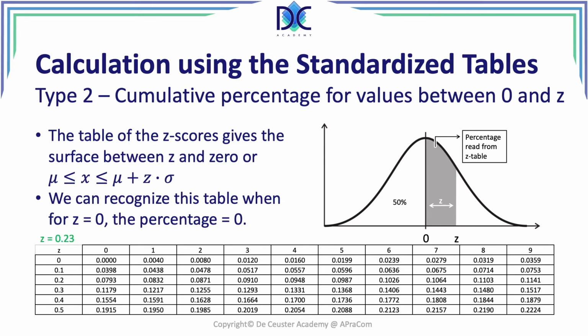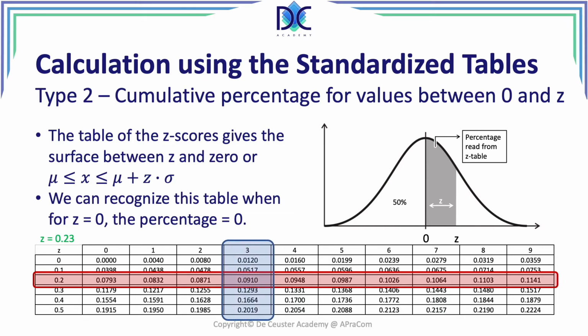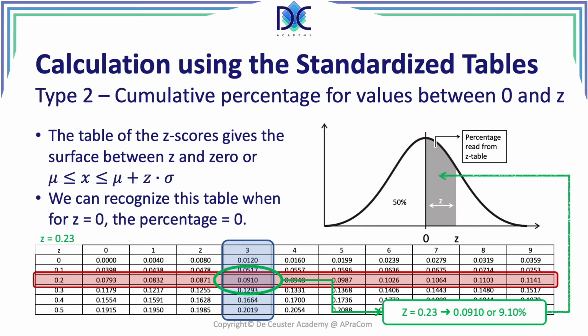We're going to look at Z equals 0.23, sorry. We take the row of 0.2 again. We look at the intersection with 3 on the top row, and we find in this case that the gray percentage is equal to 9.10%. And that's this gray zone that we find here. If we want to find everything to the left of Z, we have to add 50% to the value, and we will find 59.10%.